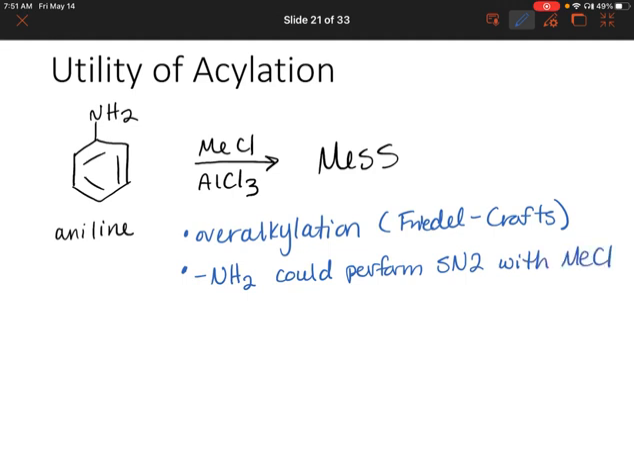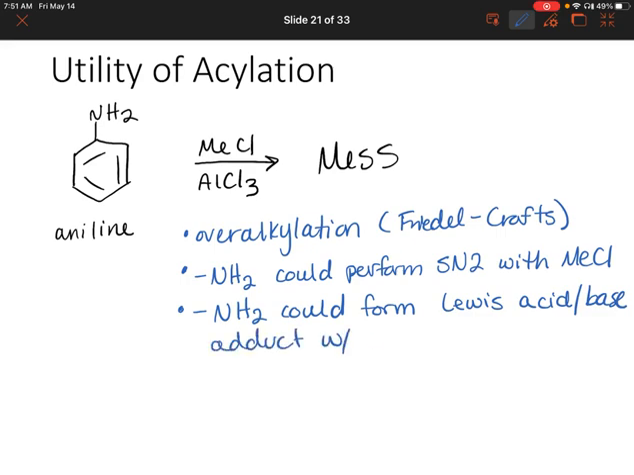So we could even add a methyl group to the nitrogen. Additionally, the amino group could react with aluminum trichloride, the catalyst. So it could form a Lewis acid-base adduct with aluminum trichloride. So there's a lot going on here, and we could end up with a whole mixture, a bunch of different mixtures of things. So to avoid that, we can just acylate the amino group.